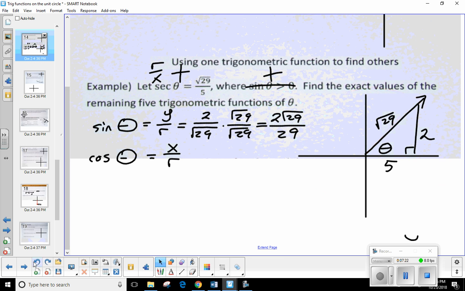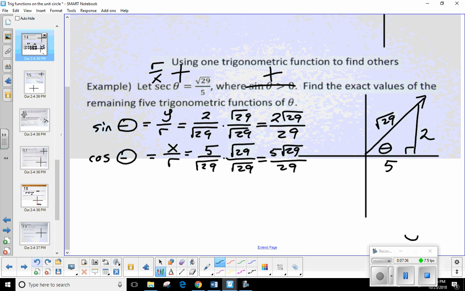Get rid of that circle. So let's see. X was what? 5 over the radius we know is the square root of 29. And again, I would want to rationalize that. So it looks like I'm getting 5 square root of 29 over 29. Would you guys agree? And then we would just move on.